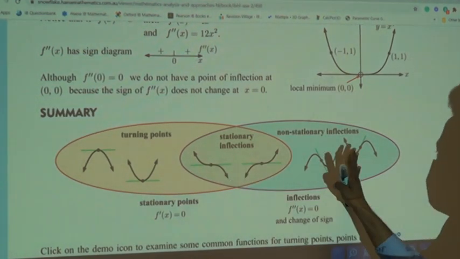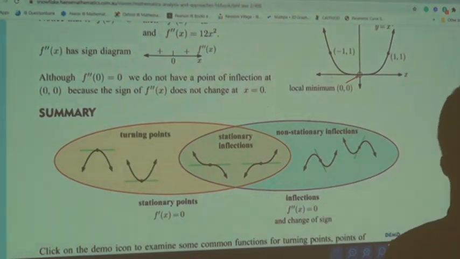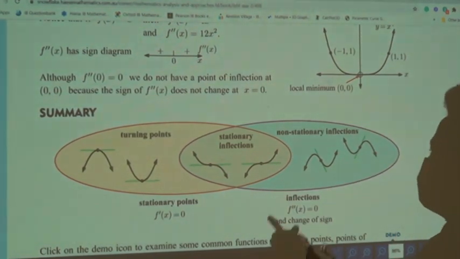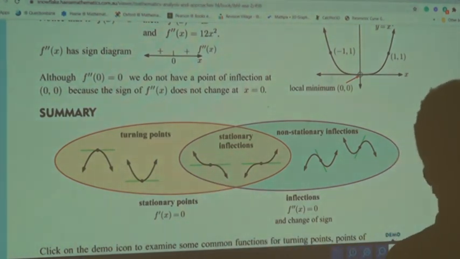Okay? And a point of inflection is where your second derivative is 0. The second derivative could be 0 because that is when the shape of the curve changes.